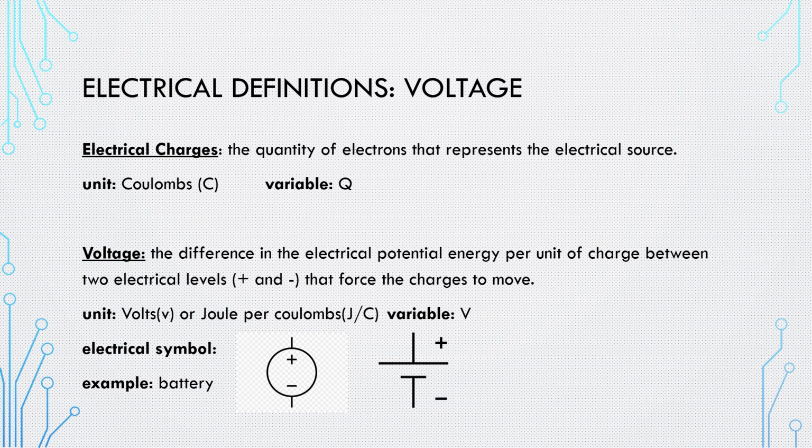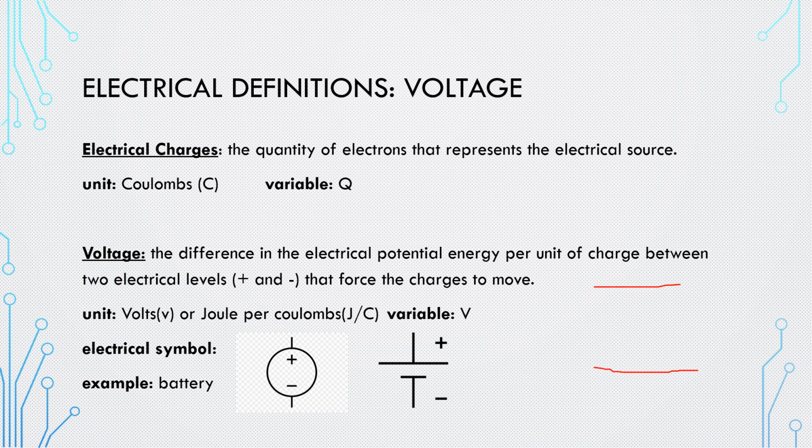And this is the detailed definition for it. We will define it as the difference between electrical potential energy. So as we agree that we have electrical energy, the difference between the levels. So this is like the water container.